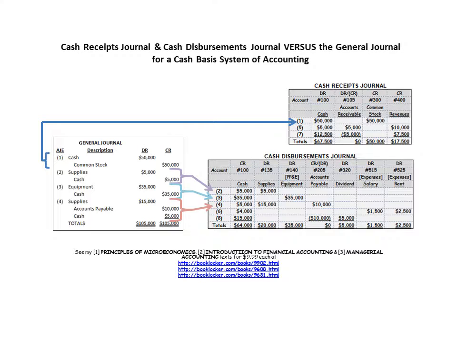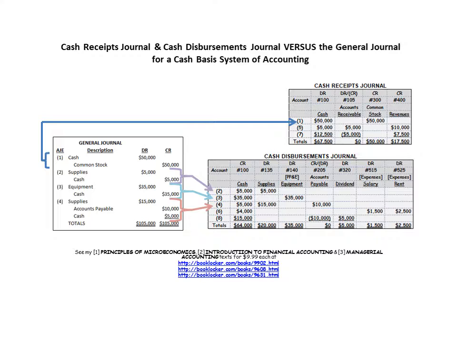This is an example on the right of a cash receipts journal, and right below it a cash disbursements journal. And these are just Excel spreadsheets. In the cash receipts journal, the first column is going to be debits to cash. All debits to cash will be recorded in this journal. All credits to cash will be recorded in the cash disbursements journal below. Notice the first column in the top, the cash receipts journal, is a debit to account number 100. It is cash. Down below, in the cash disbursements journal, the very first column is a credit to account 100, cash.